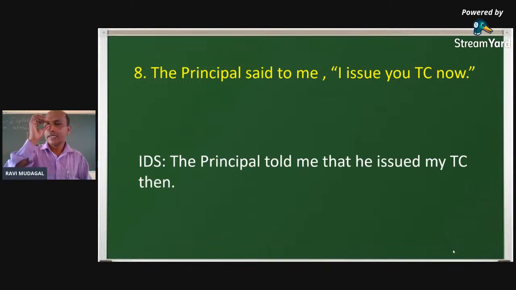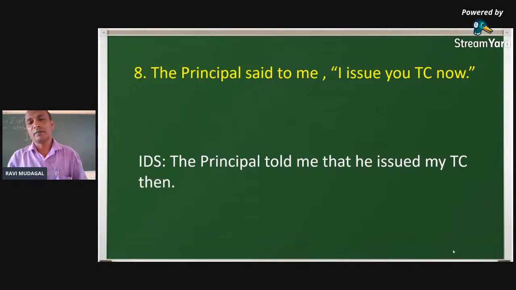Here, in the reported speech, I issue you TC. In this sentence, I is the subject. I here belongs to the principal. Next, you is the object. Here, you belongs to me. How do you change from direct speech to indirect speech? The principal told me, instead of said to, we have used told here. You just notice how we have changed from direct speech to indirect speech. Said to changed to told.